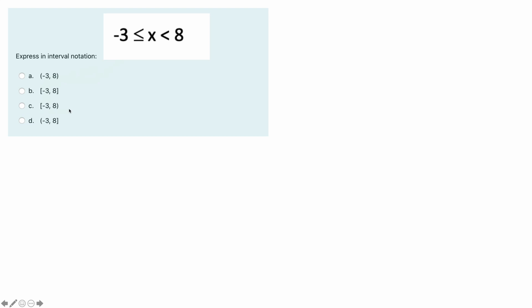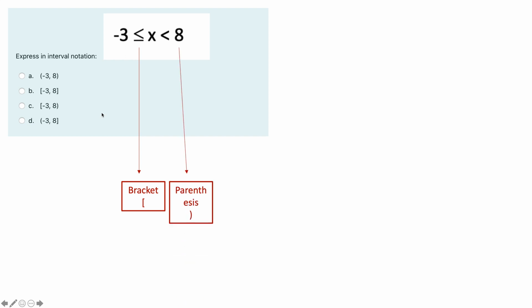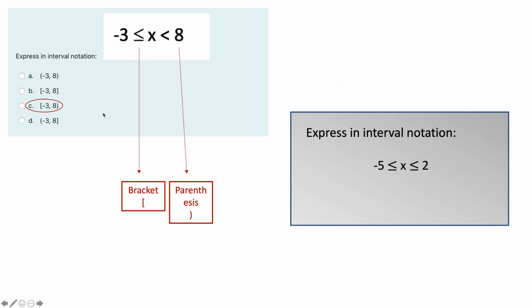So we know the choice has to be B or C. 8 does not have that little line, so I want it to be a parenthesis. Choice C is the correct answer. Bracket, parentheses. Choice C is the correct answer. Try this one. You express that in interval notation. Go ahead.